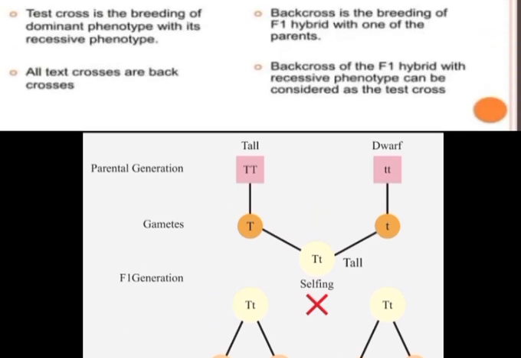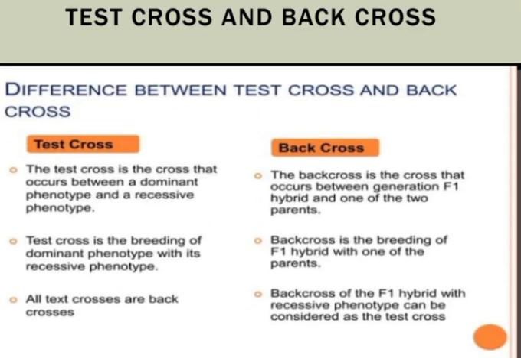Now let's see the difference between test cross and back cross. The first point of difference is, test cross is a cross that occurs between a dominant phenotype and a recessive phenotype. Back cross is a cross that occurs between the F1 hybrid and one of the two parents. So in test cross we have to cross the F1 generation with the homozygous recessive parent, whereas in back cross the F1 generation can be crossed with any parent. It can be homozygous dominant or homozygous recessive.